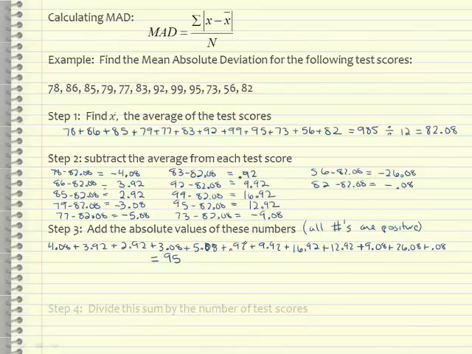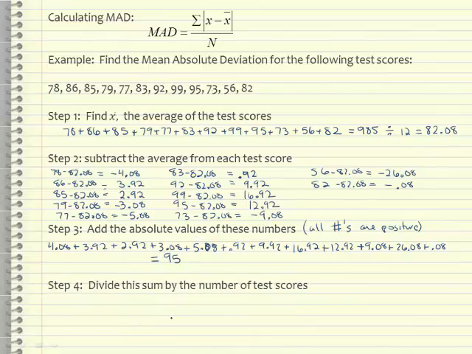And now I need to take that number and divide by the number of test scores. So I have 1, 2, 3, 4, 5, 6, 7, 8, 9, 10, 11, 12 test scores. So I divide by 12. And I get 7.916 repeating, or about 7.9. And this is about, on average, how far any data point is from the middle.